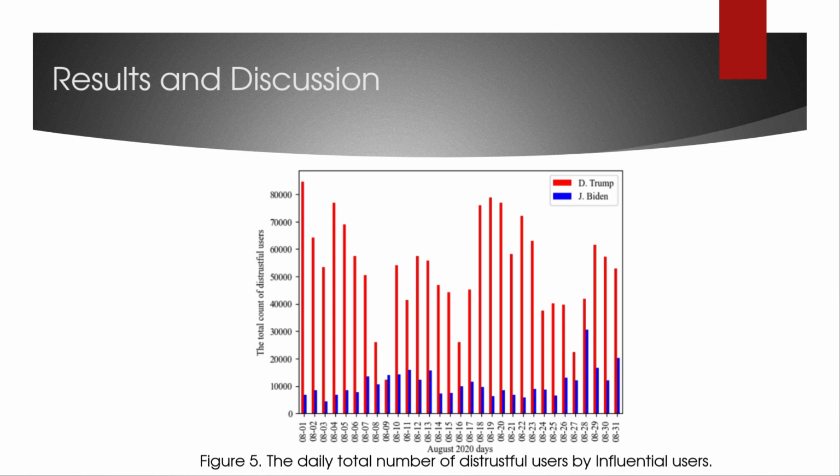As shown in Figure 5, Donald Trump tweets generated over 80,000 distrustful users on the first day of August, with a maximum of around 11,000 influenced users, while Joe Biden tweets generated around 30,000 distrustful users on August 28, with a maximum of approximately 7,000 influenced users.